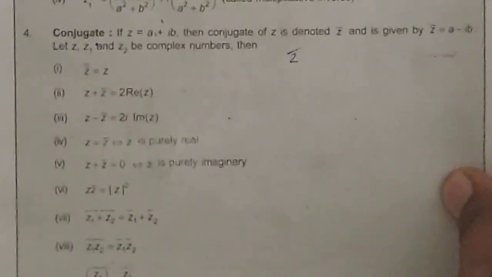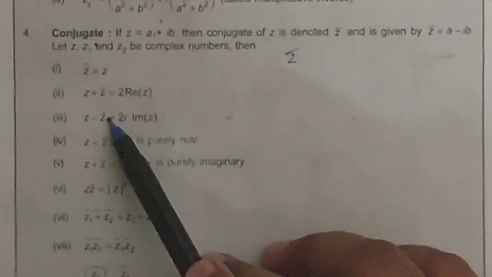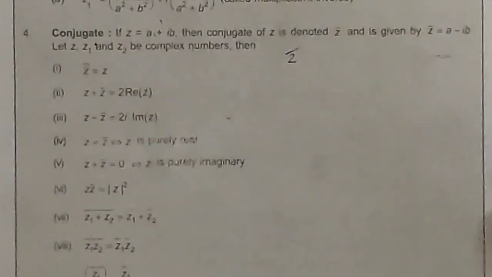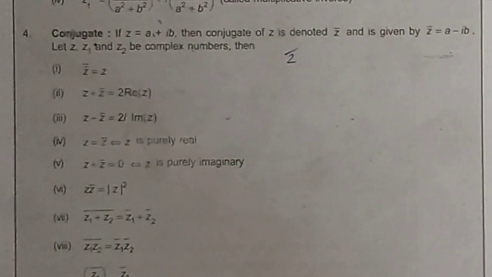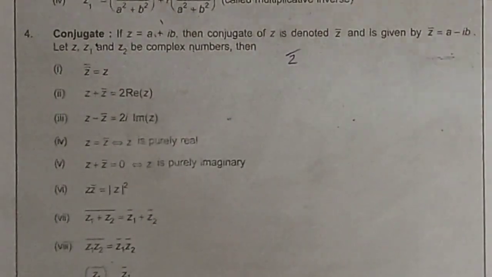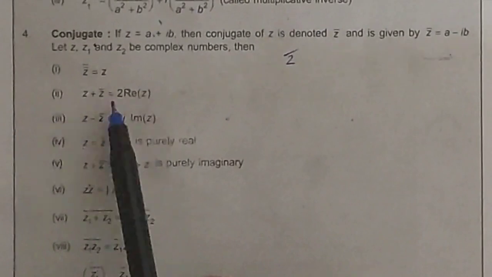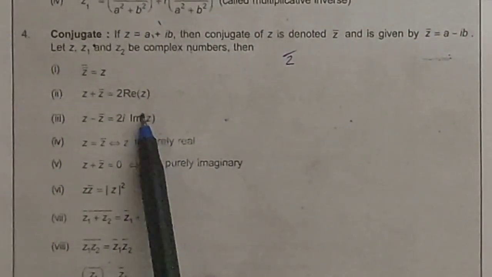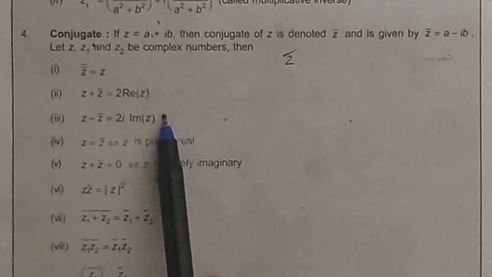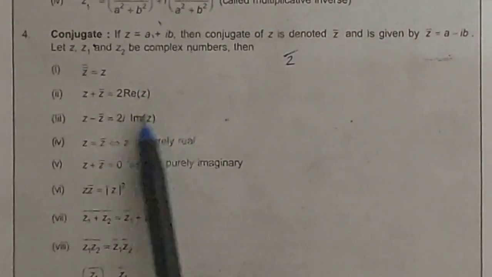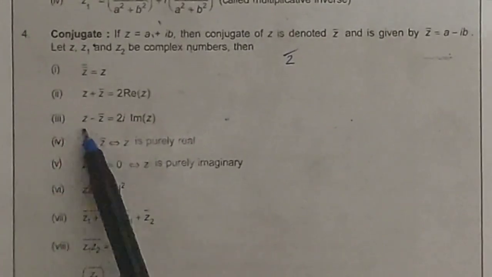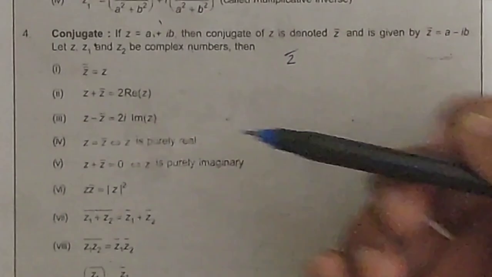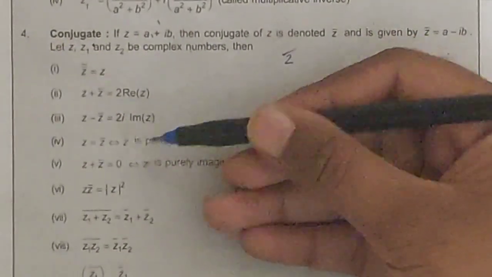Some of the properties of conjugates: the conjugate of z bar is always z. If you find its conjugate and again find the conjugate of the conjugate, you get back z. If you add z and z bar, we'll always get twice the real part of z. Why? Because it's very easy. And z minus z bar is equal to 2i times the imaginary part of z.